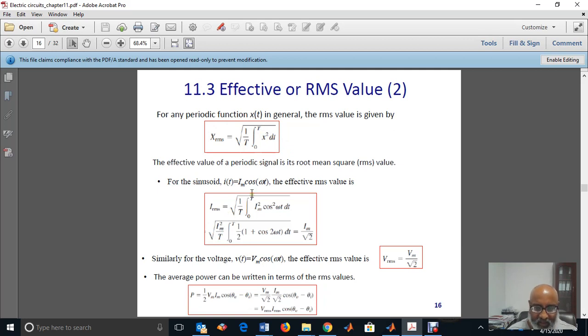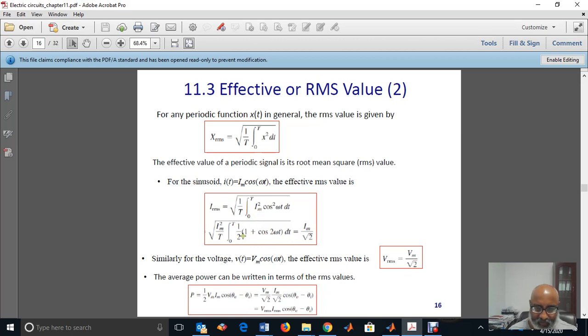So let's say I have a current i of t equals Im cos omega t. This is the AC current. Let's find the RMS value. IRMS is equal to the square root of 1 over T, integral from 0 to T, Im squared cos squared omega t dt. And if we use the trigonometric identity, cos squared theta is equal to 1 plus cos 2 theta divided by 2, so this will be 1 plus cos 2 omega t divided by 2. Then Im squared is constant, we can take it out of the integration, and we have the integration of this.